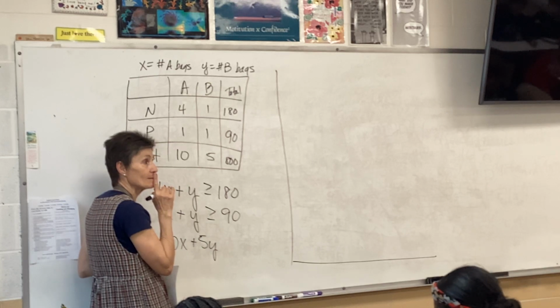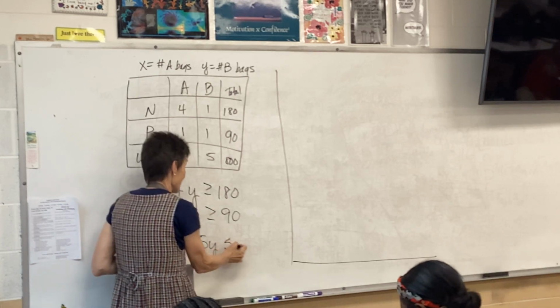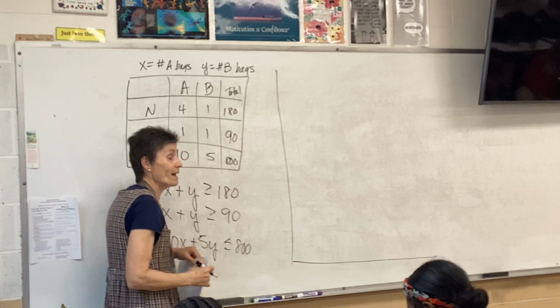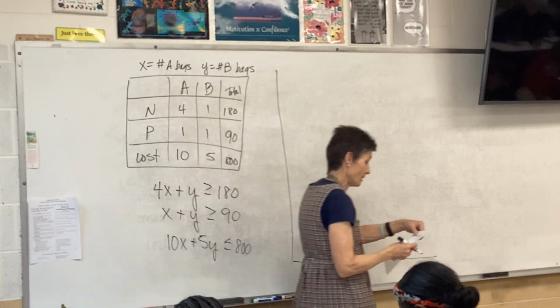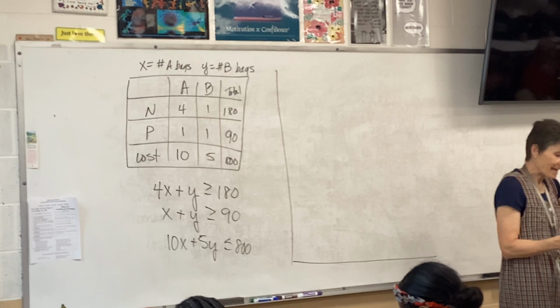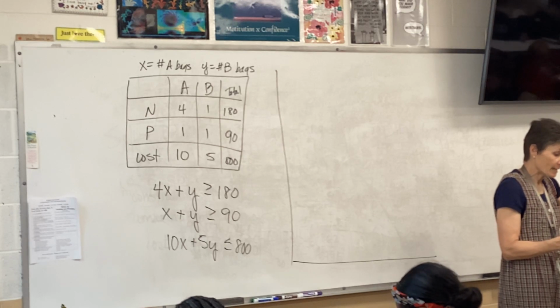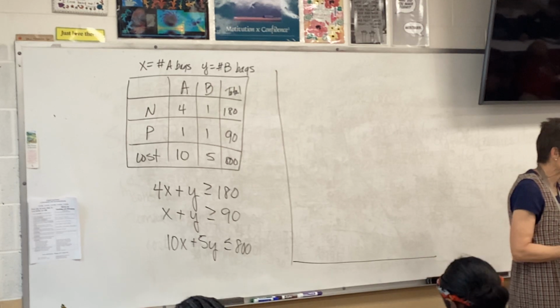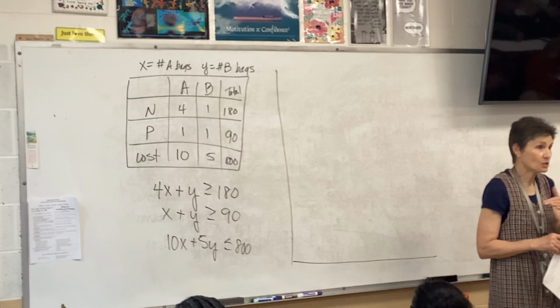Watch it. That one's less than or equal to 800. Why is that one less than or equal to 800? He can't go over 800. He can pay at most 800. Does it make sense to you that that one's below?